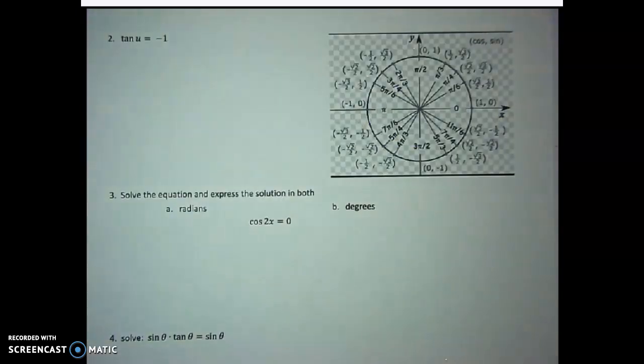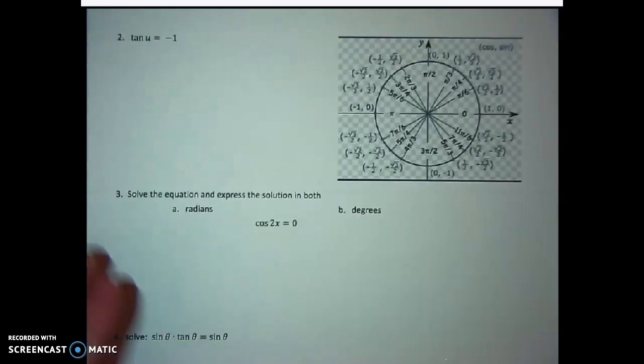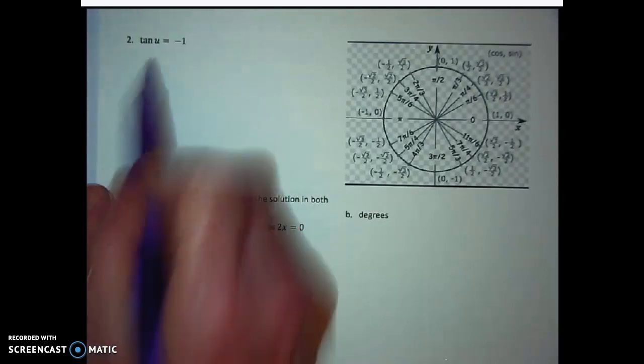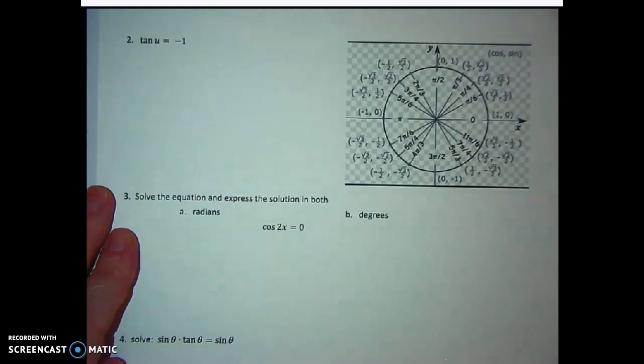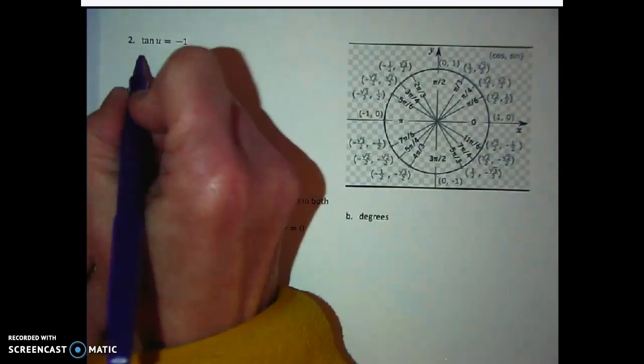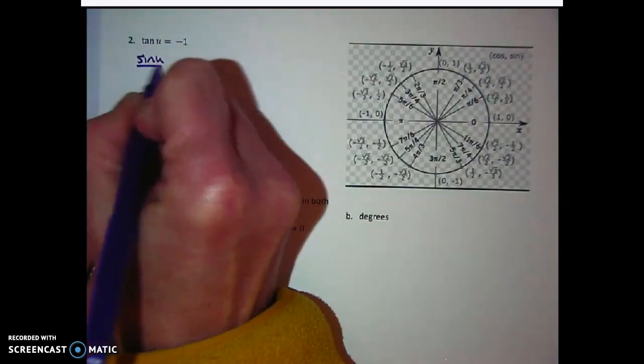All right, number 2. Again, we're just going to kind of get used to using the whole unit circle to answer these questions. So we need to know when the tangent of u is equal to -1. Well, remember the tangent is the sine over the cosine.